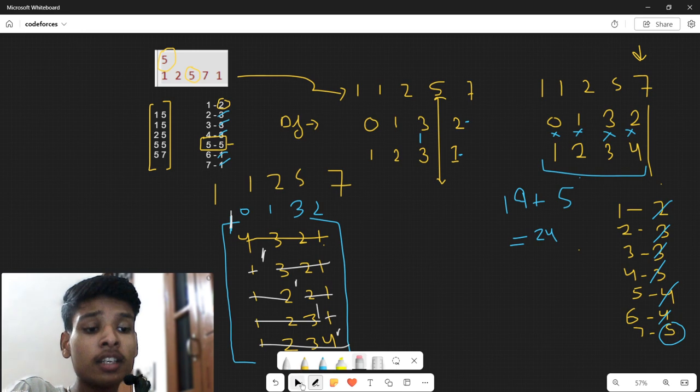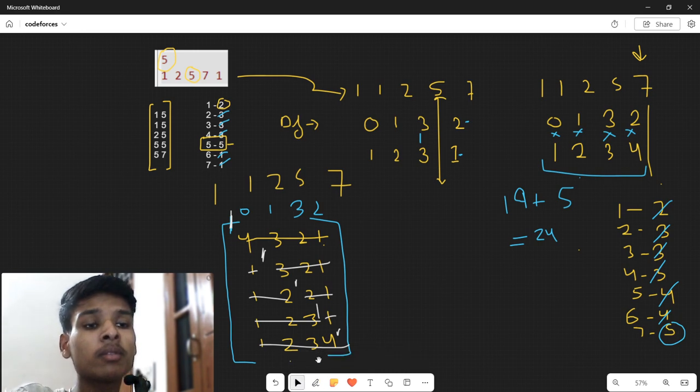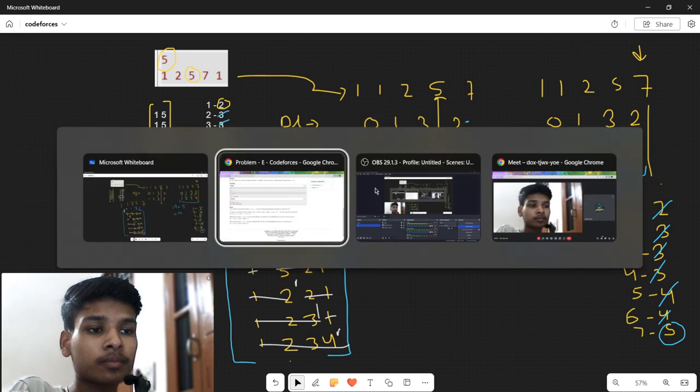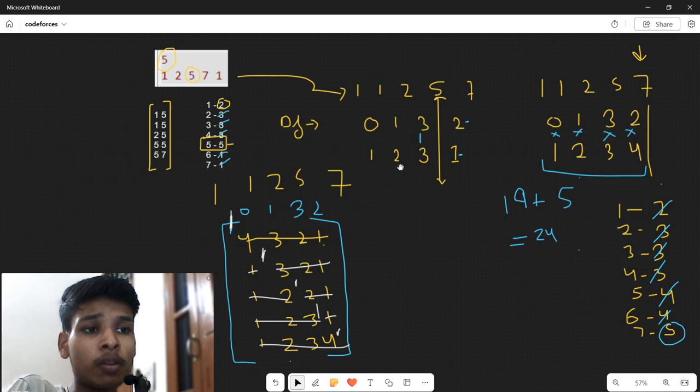This answer is always correct. So if you ask me what is the intuition behind this problem, how I figured this pattern out: you can try to run different test cases on pen and paper, and then you will find how I reached this pattern. If you cannot reach this pattern, you can comment in the comment section.